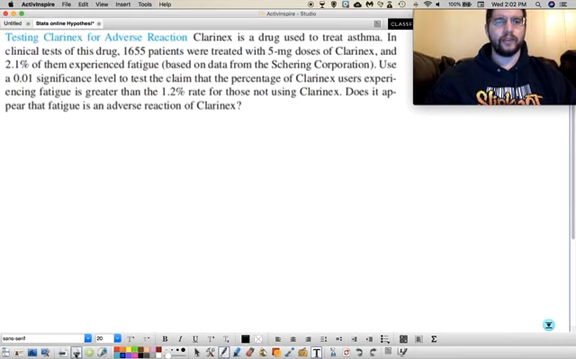Testing Clarinex for adverse reaction. Clarinex is a drug used to treat asthma. In clinical tests of this drug, 1,655 patients were treated with a 5 milligram dose of Clarinex, and 2.1% of them experienced fatigue. Use a 0.01 significance level to test the claim that the percentage of Clarinex users experiencing fatigue is greater than 1.2% for those not using Clarinex. Does it appear that fatigue is an adverse reaction of Clarinex?